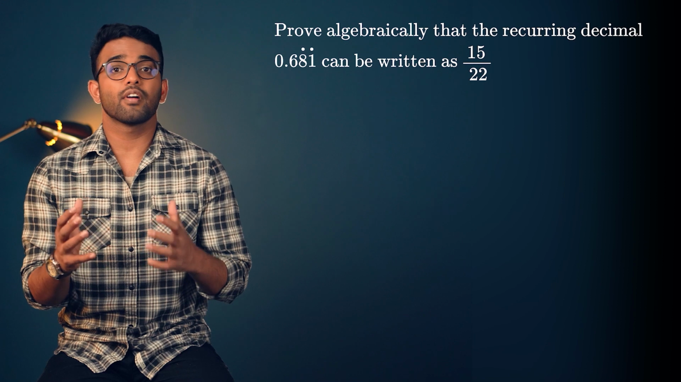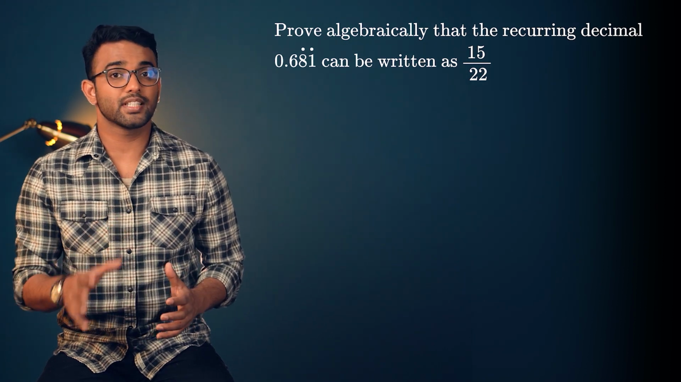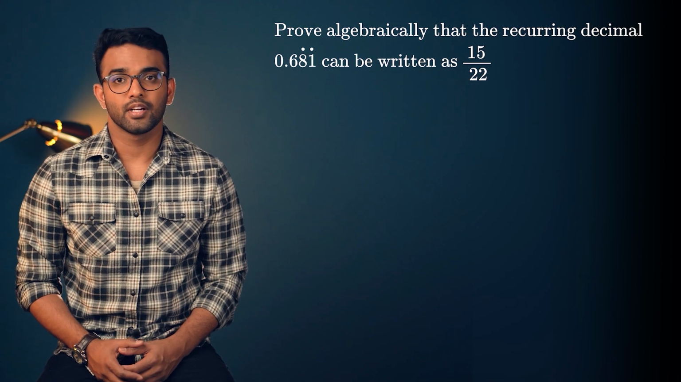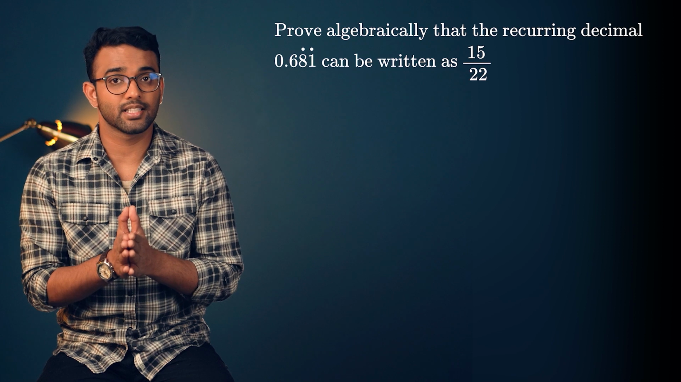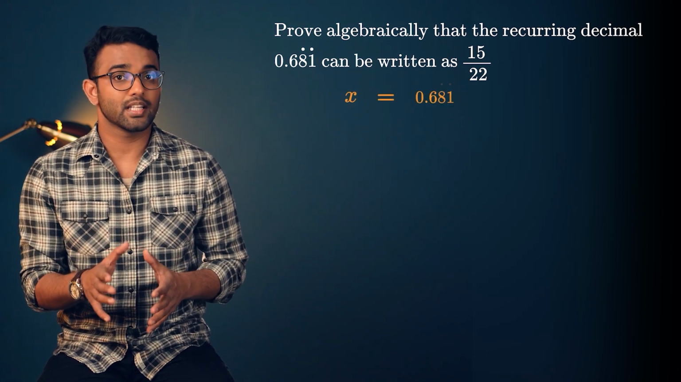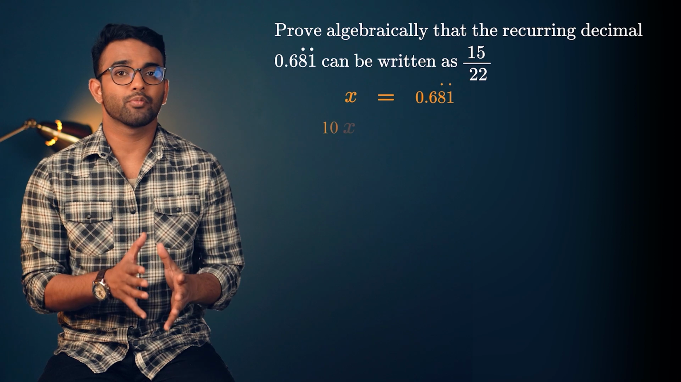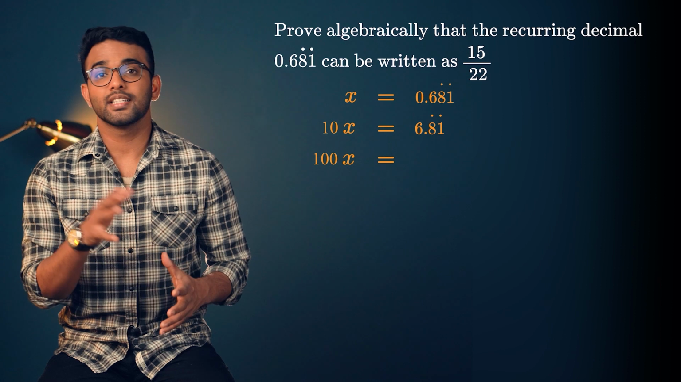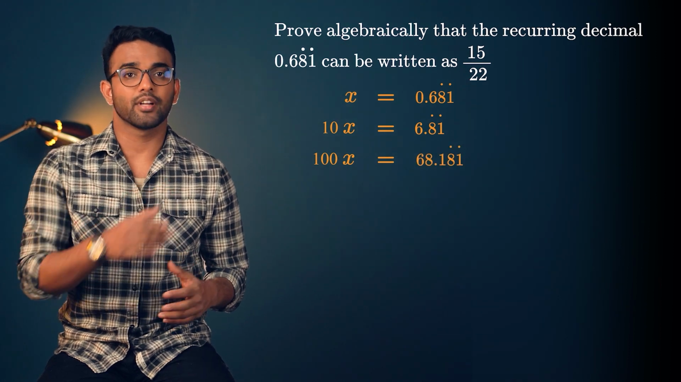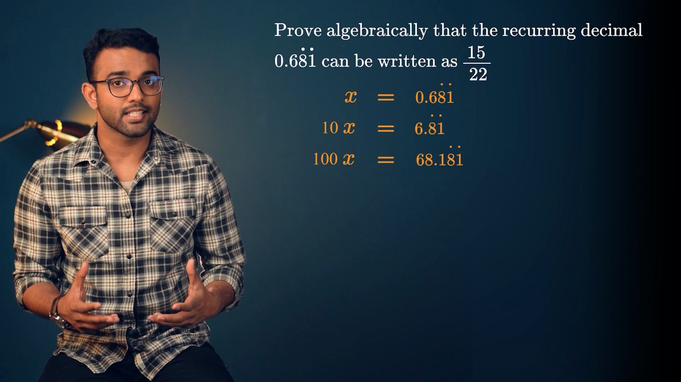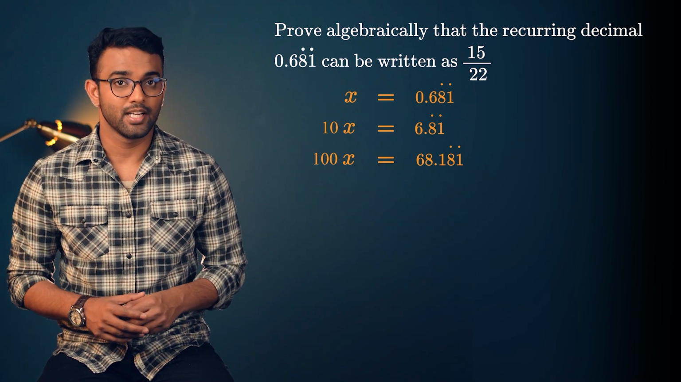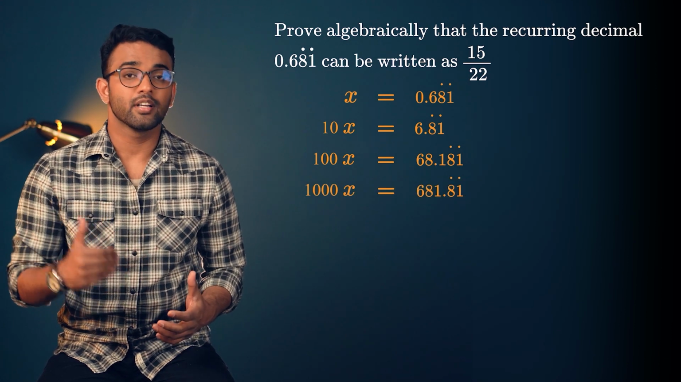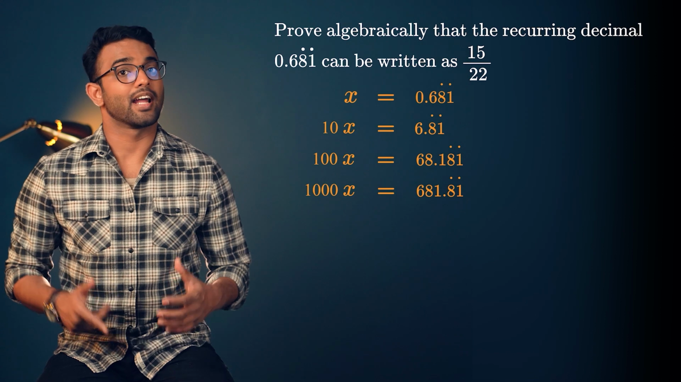The question reads, prove algebraically that the recurring decimal 0.681 reoccurring can be written as 15/22. So firstly, equate the decimal to x, and that's x is equal to 0.681 reoccurring. If that's so, 10x will be equal to 6.81 reoccurring. 100x is equal to 68.181 reoccurring. Until now, we don't have a set with the same numbers after the decimal, so we will continue. Then 1000x is equal to 681.81 reoccurring.